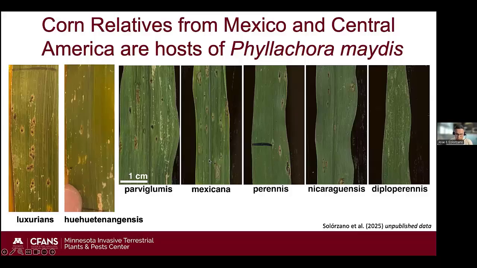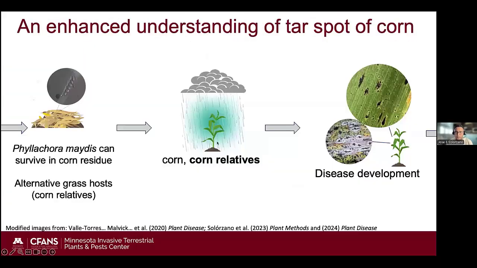So with this information, we are better understanding the disease cycle and the life cycle of tar spot and of Phyllachora maydis. And what are the things that we're learning about the tar spot disease cycle? We're learning that the fungus could survive the non-growing season in these corn relatives. These are grass hosts that can serve as alternative hosts of this pathogen.